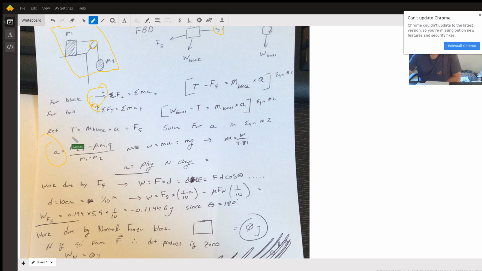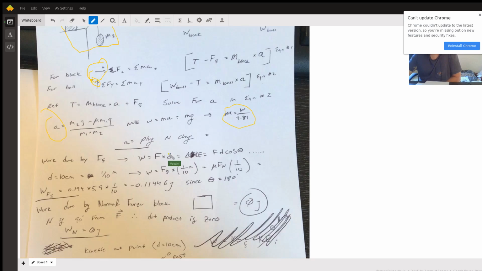M2 here is the mass of the ball. M1 is the mass of the block. And to solve for the masses, you have the relationship that the mass is the weight divided by gravity, so 9.81. So here, this is plug and chug. You have all those values.